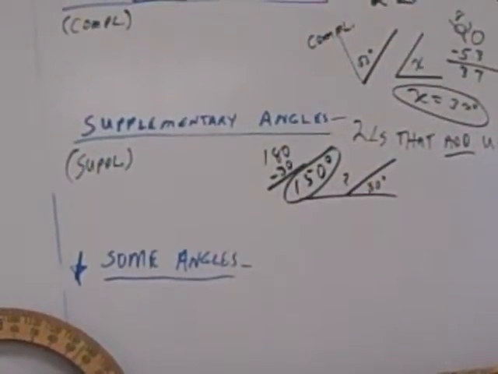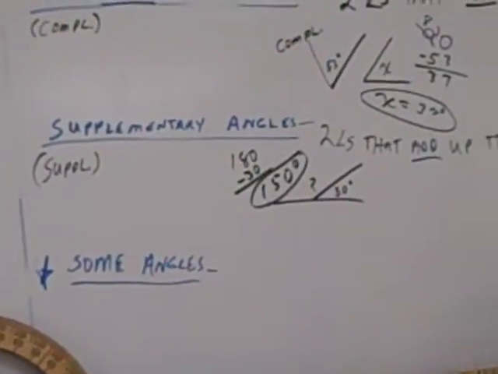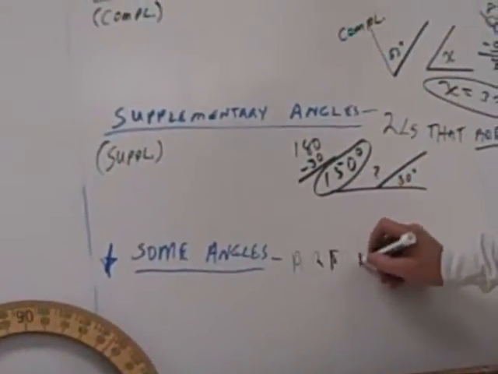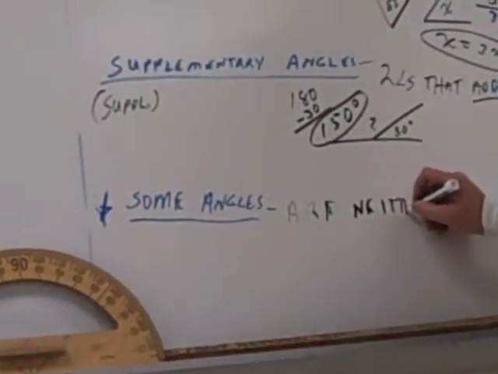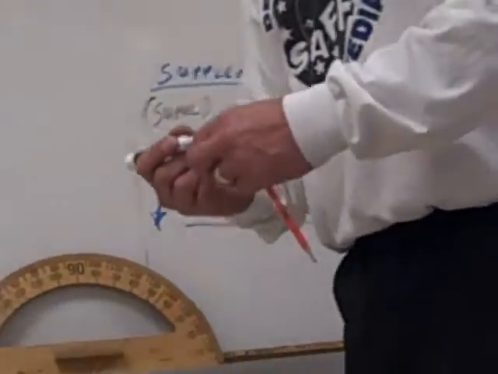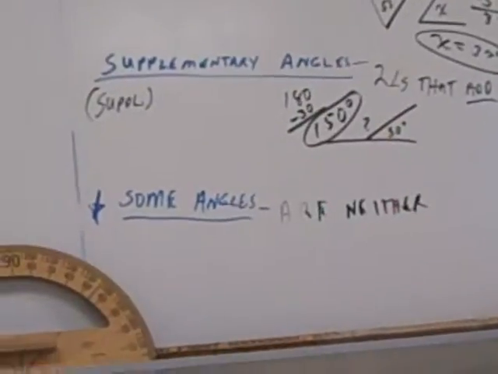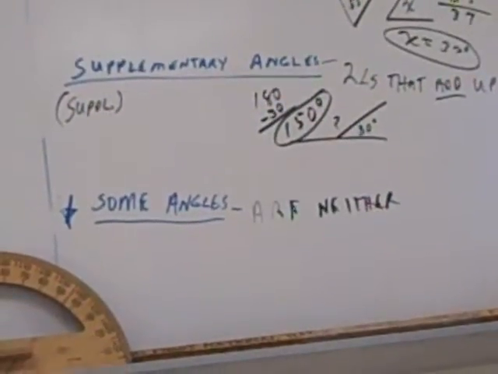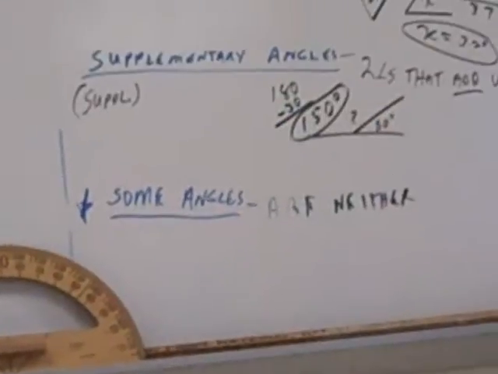Everybody with me on that? Now this last little thing right here: some angles are neither one. If you add them up and they don't make 90 or 180, then you can't call them anything but neither. They're nothing special.